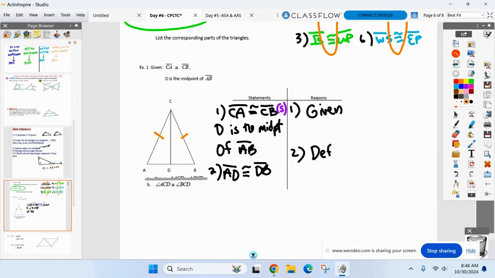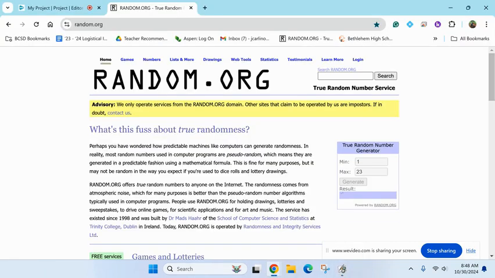Definition of a midpoint. And that gives me a second pair of sides. So we have two pairs of sides. I need one more pair of something. I don't know what it's going to be, but we need another pair of congruent parts before we say the triangles are congruent. And where's that third and final pair of congruent parts going to come from? What we've talked about here.